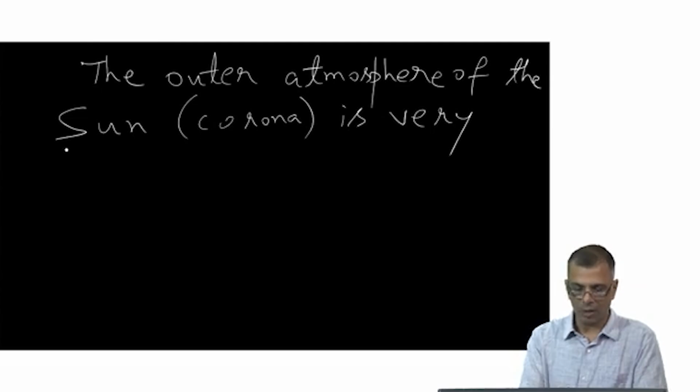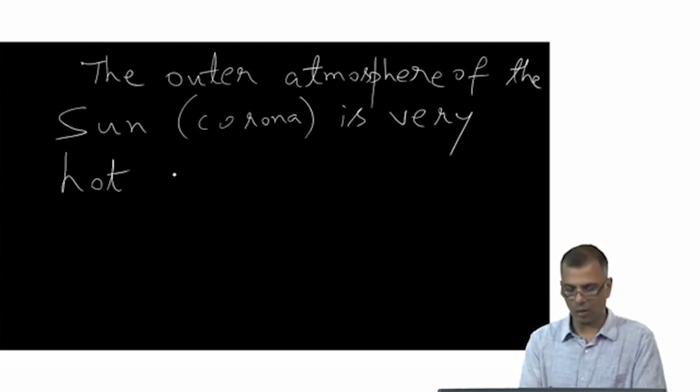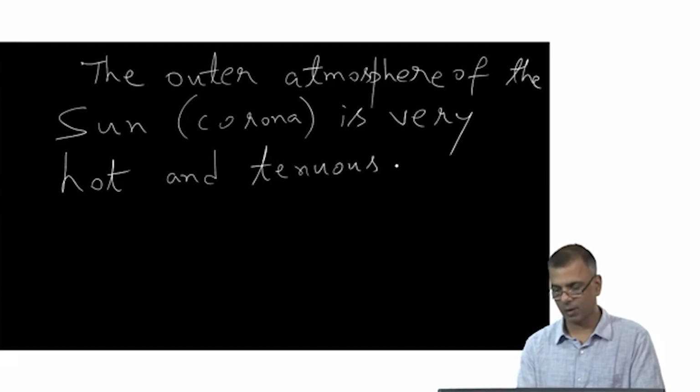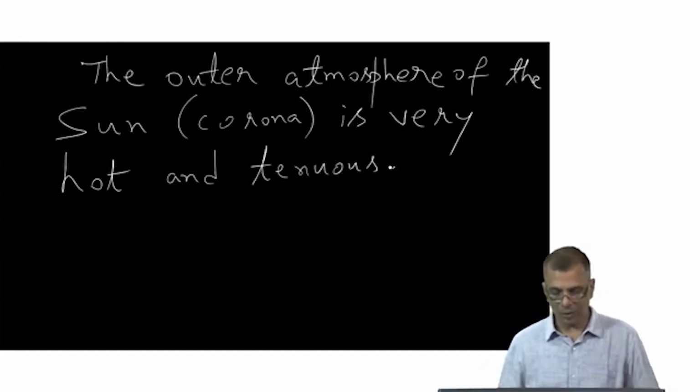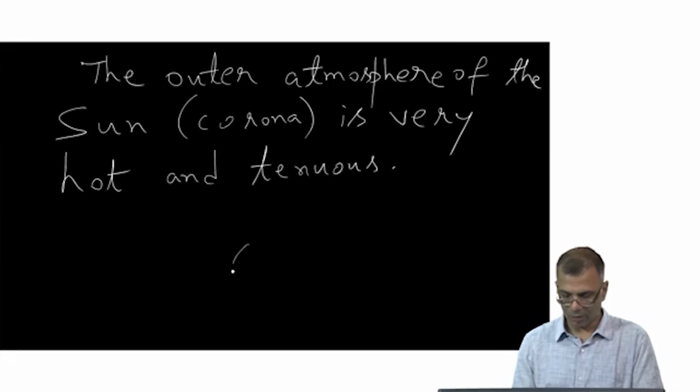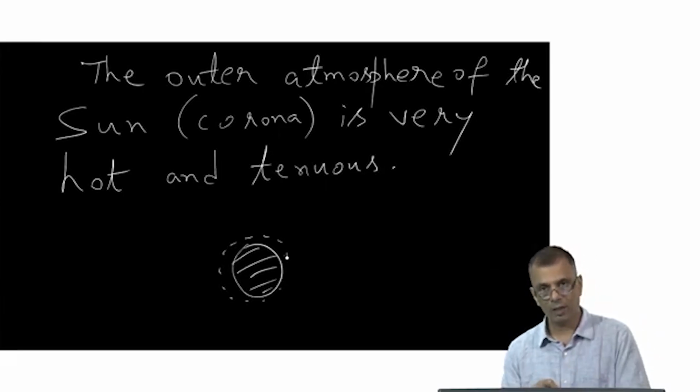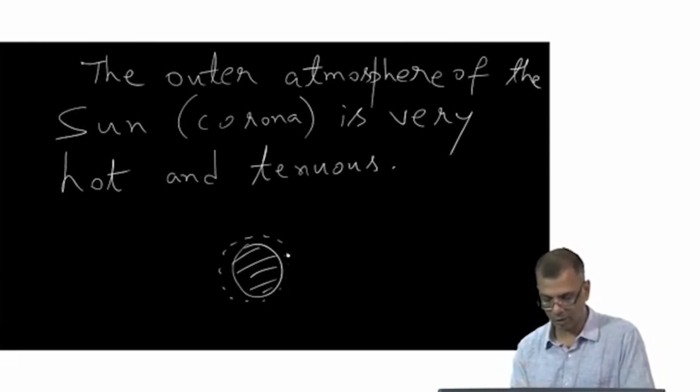Very hot and tenuous, very thin. Okay, and what happens is you have the sun, and its outer atmosphere out here, say, right? It's so hot that the pressure there is enough for it. The outer atmosphere is so hot that it can actually escape the pull of the sun's gravity.